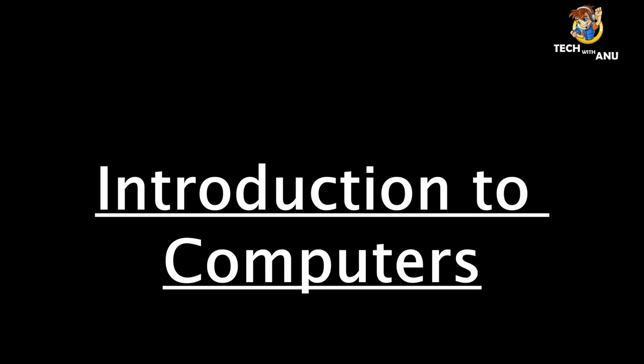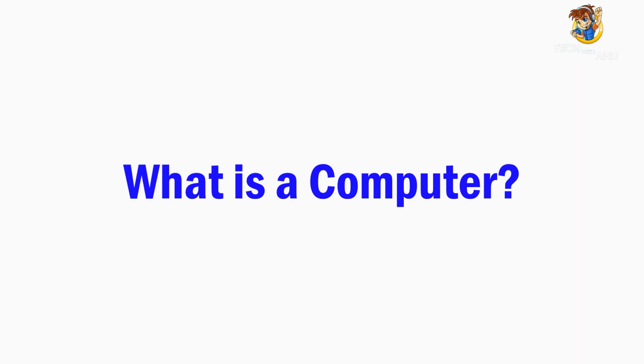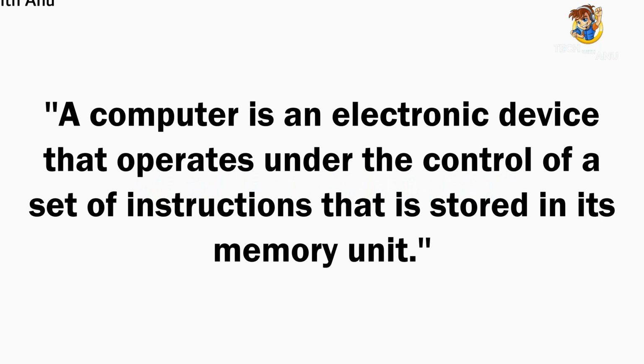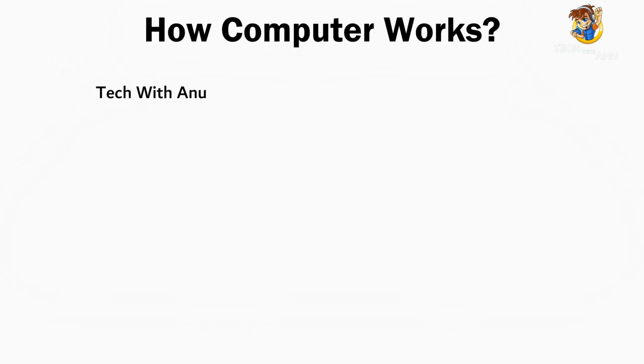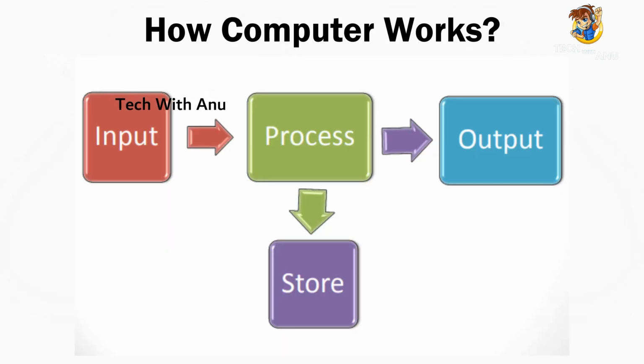Introduction to computers. What is a computer? A computer is an electronic device that operates under the control of a set of instructions that is stored in its memory unit. A computer accepts data from an input device and processes it into useful information which it displays on its output device. How a computer works: input, process, store and output.